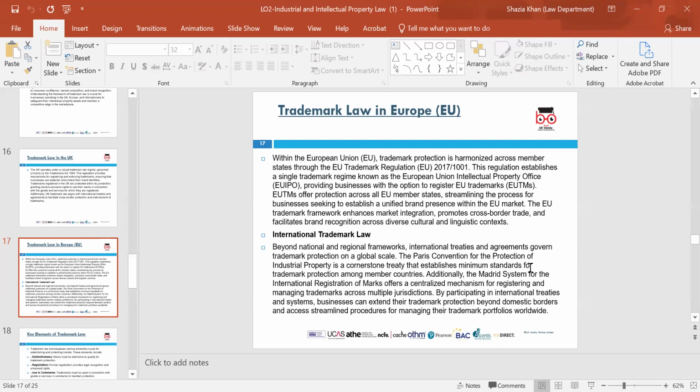Additionally, the Madrid system for the international registration of marks offers a centralized mechanism for registering and managing trademarks across multiple jurisdictions. By participating in international treaties and managing trademarks across multiple jurisdictions, businesses can extend their trademark protection beyond domestic borders and access streamlined procedures for managing their trademark portfolios worldwide.